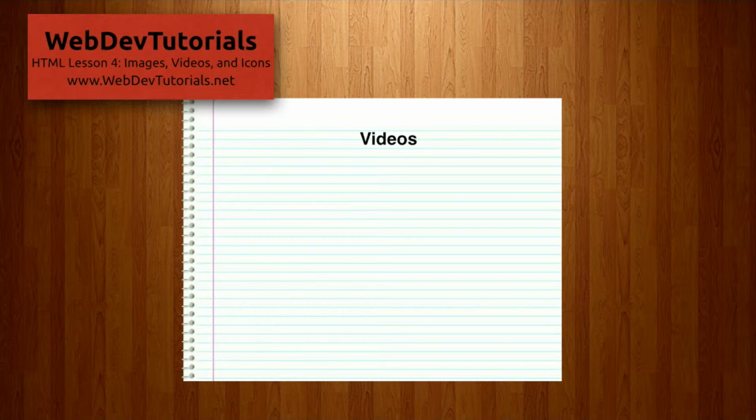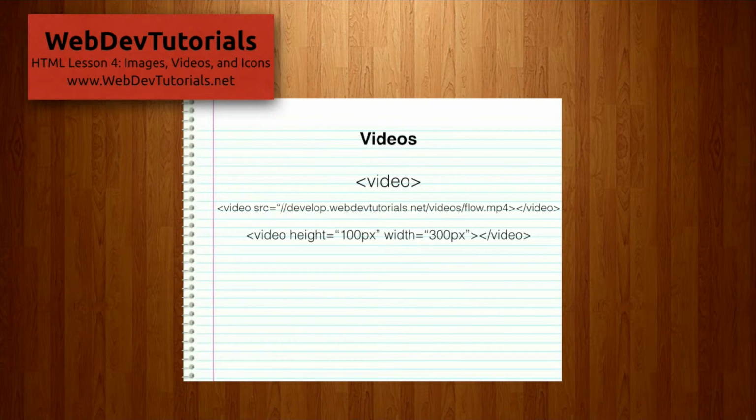Now let's look at adding video content. It's not hard to guess what tag we use. The video tag. Here are the attributes that you may wish to include. The source attribute specifies the location of the video file. The height and width specify the size of the player in pixels.